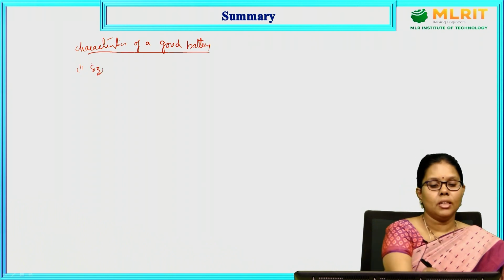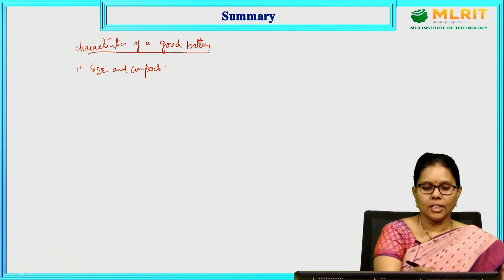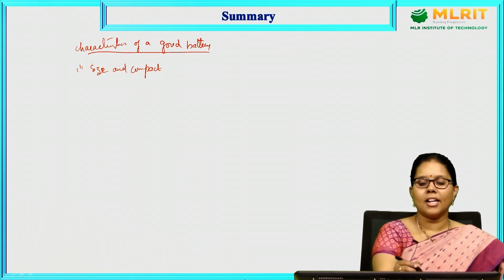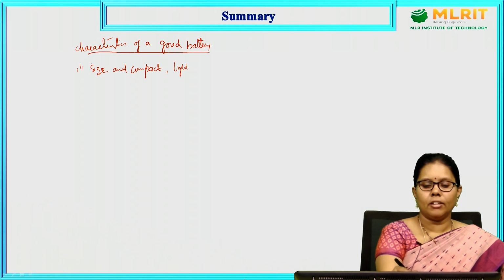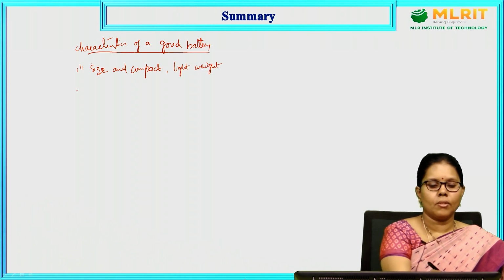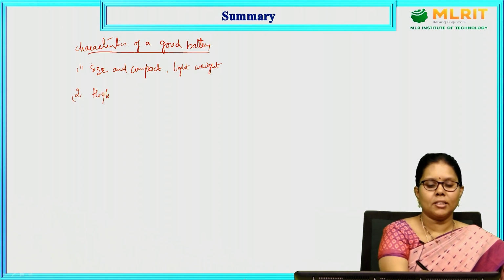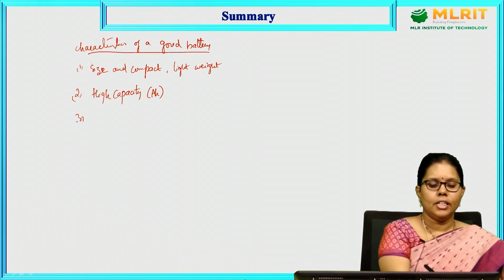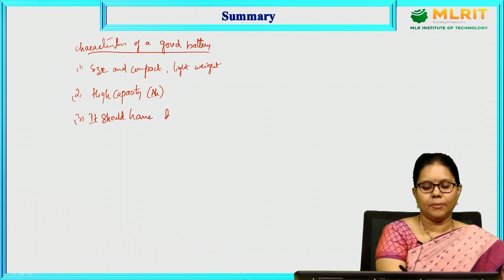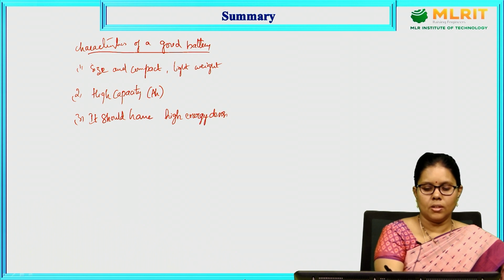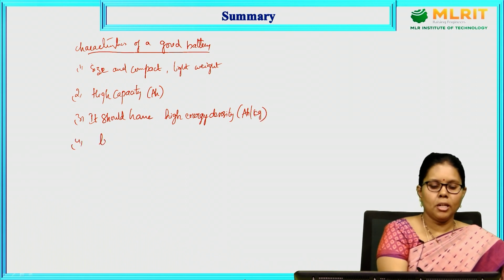The first one is size and compactness. A battery should be small, compact and light in weight. It should have high capacity, ampere hour. It should have high energy density, ampere hour per kg. It should be long lasting.